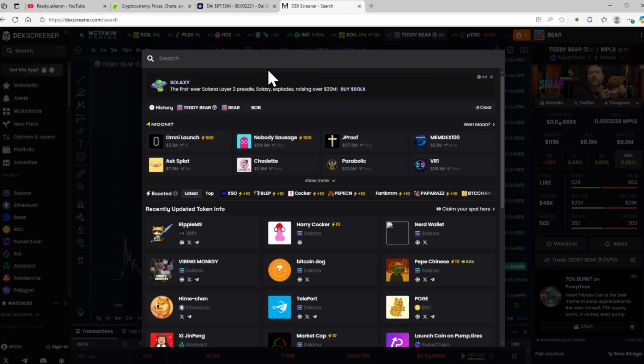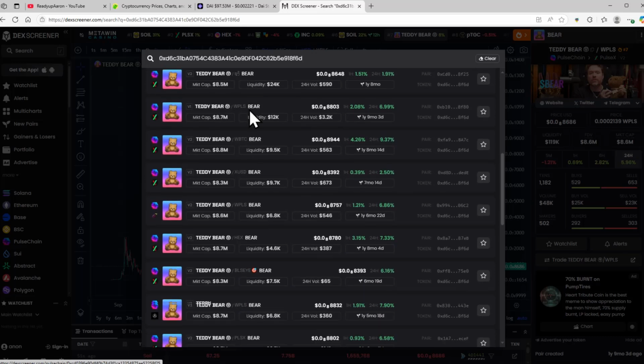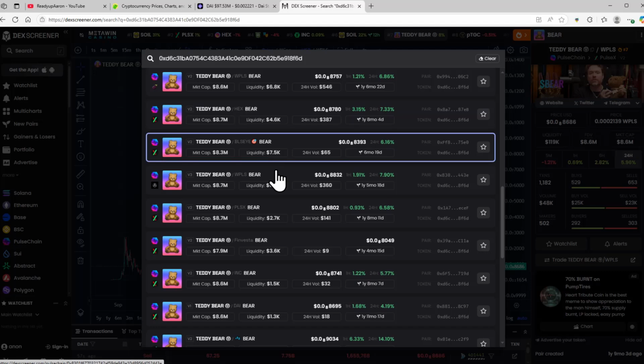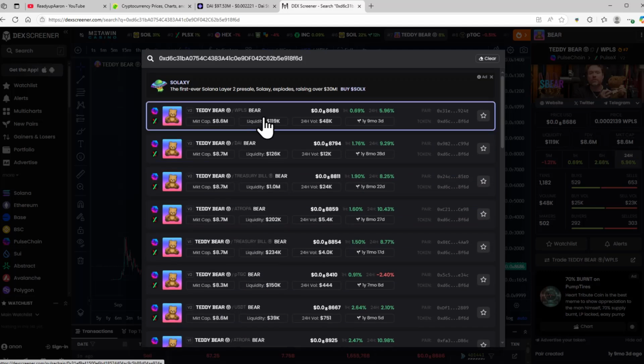So this is the one here. I'm going to paste the contract address right in there. And there it comes up right there. Okay, and you can scroll down, you can see there's a lot of them. There's a lot of different liquidity pairs here, see? And this top one here is with Wrap Pulse, okay? And it's got 119K liquidity.